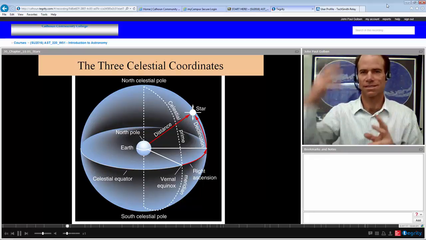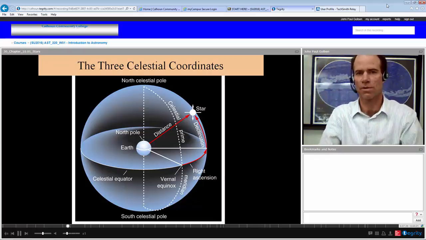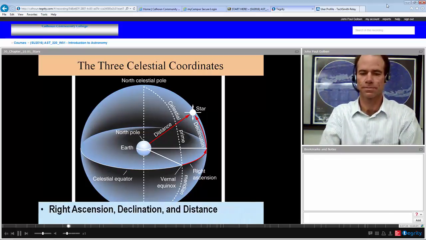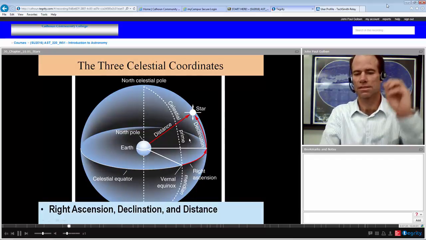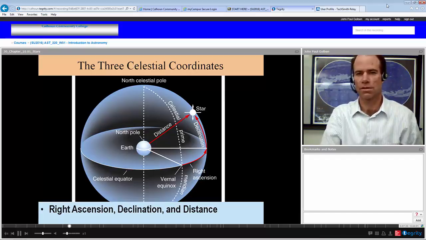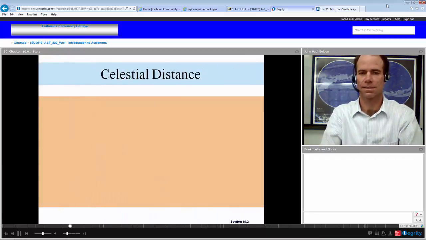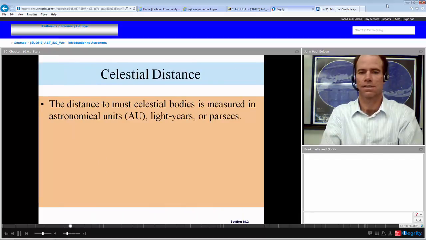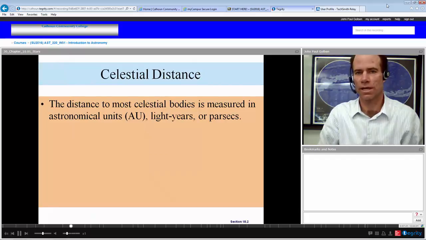But distance, how far are these objects away from us? They're vastly different in distance. So we have these 3 coordinates that will place them somewhere in the 3-dimensional universe: right ascension, declination, and distance. Celestial distance is that more intriguing coordinate, as we said, because it's not an obvious thing to the human eye.